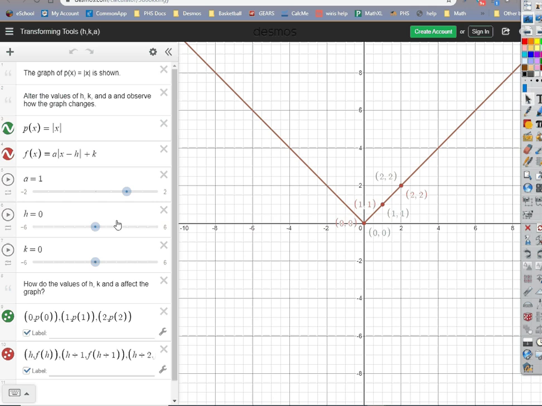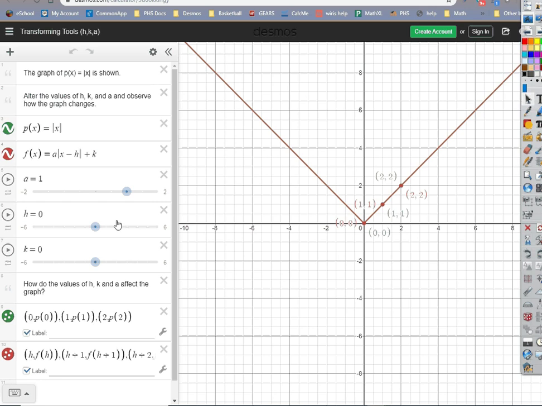All right, so if I've got a parent graph, it could be anything. In this case, it's an absolute value function. Everybody's focused up here. And I've got a transformed function of the form a times the function of x minus h, plus k. The goal is I want you to be able to articulate what happens when I subtract h from x inside the function, what happens when I add k outside of the function, and when I multiply the original parent function by a.